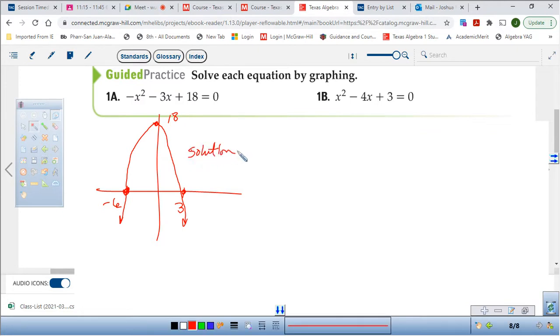So my solution for 1A is negative 6 and 3. Those are, you can say, your roots, your x-intercept, your zeros, your solution, you solved it, all of the above.